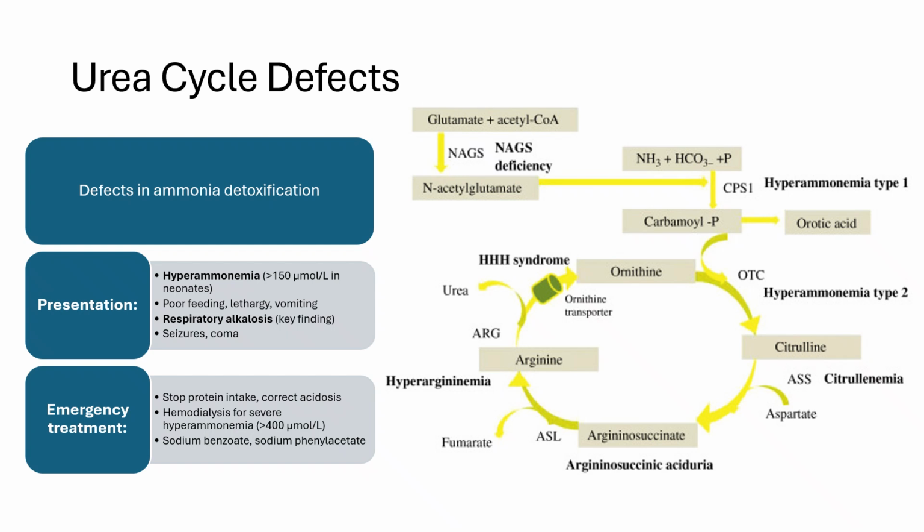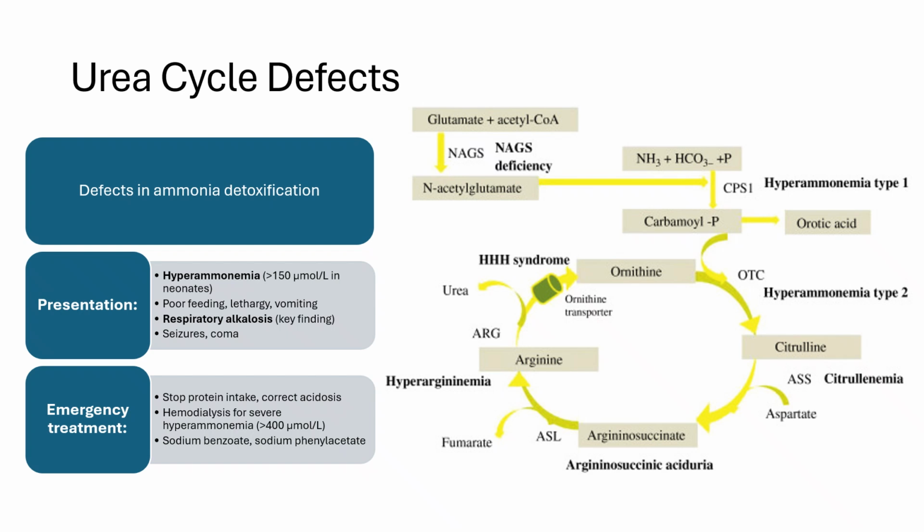Emergency treatment cannot wait for specific enzyme identification. Stop all protein intake immediately. Switch to glucose-based nutrition. Despite the alkalosis, correct any metabolic acidosis component from poor perfusion. The critical decision point comes with ammonia levels. Above 400 micromoles per liter, immediate hemodialysis becomes life-saving. No medical therapy clears ammonia fast enough at these levels to prevent permanent brain damage.